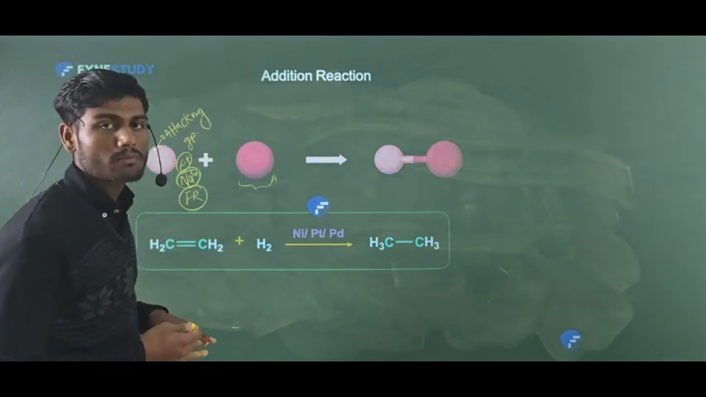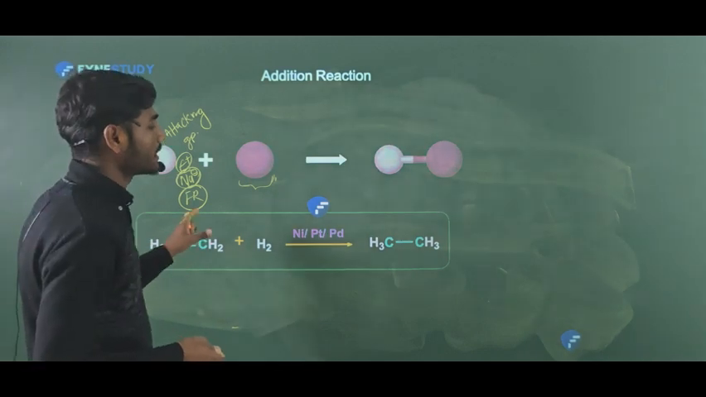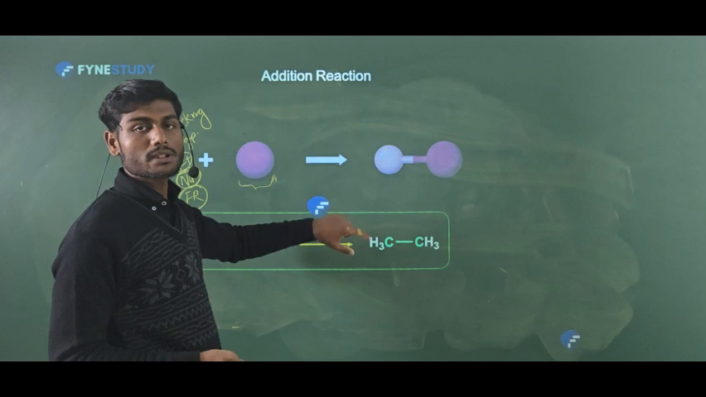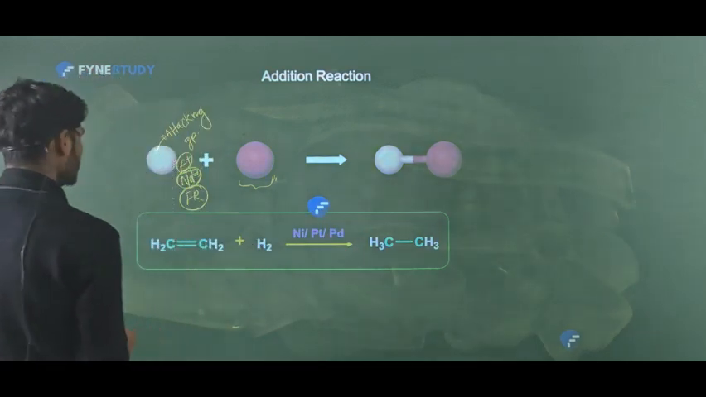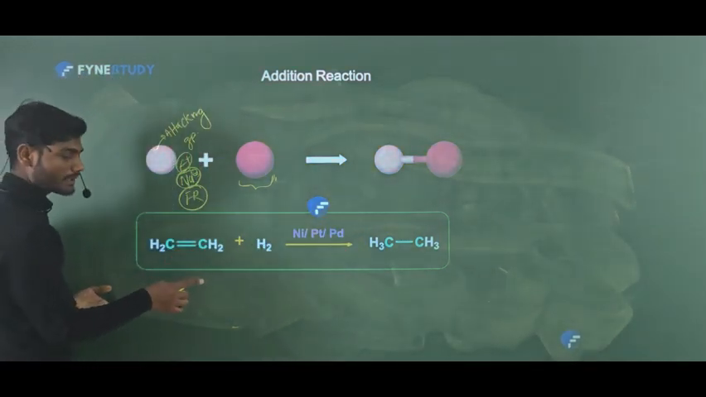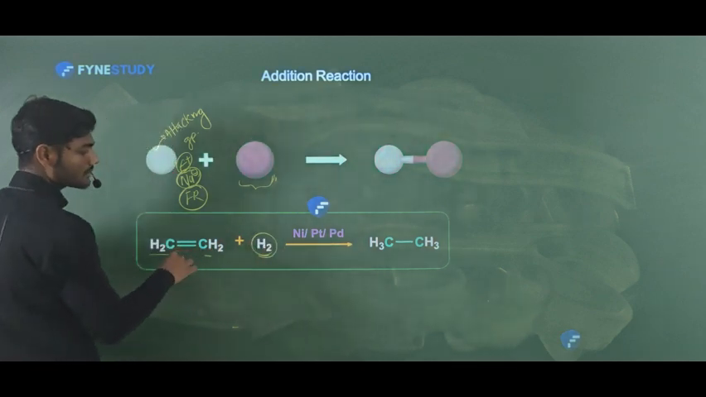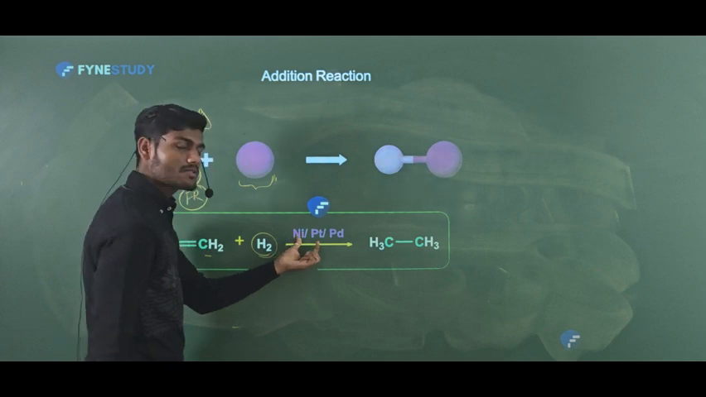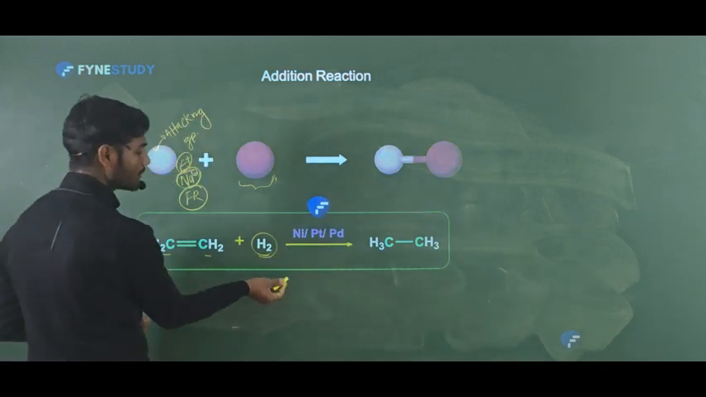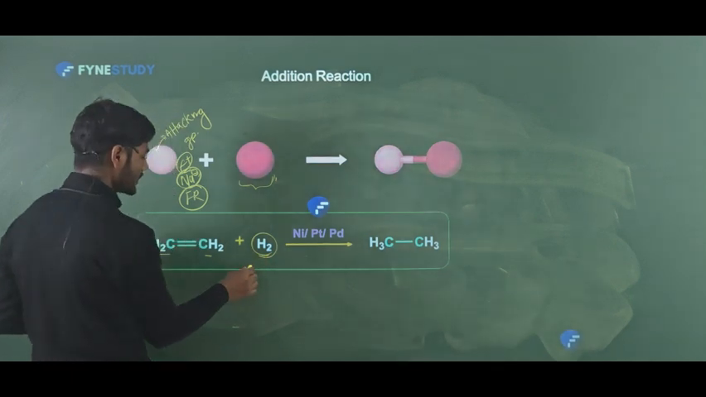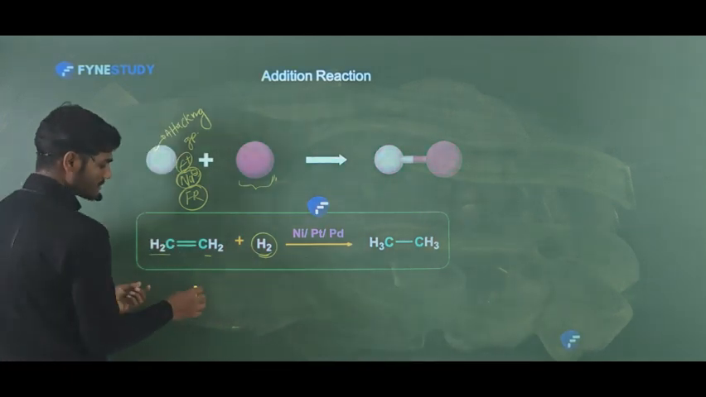So the double bond or triple bond will break, and then the compound which is approaching will attach with the compound. Now see, here is a carbon-carbon double bond, it means CH2 double bond CH2. Now hydrogen is approaching in the presence of metal. So this one will approach as H plus and H minus.